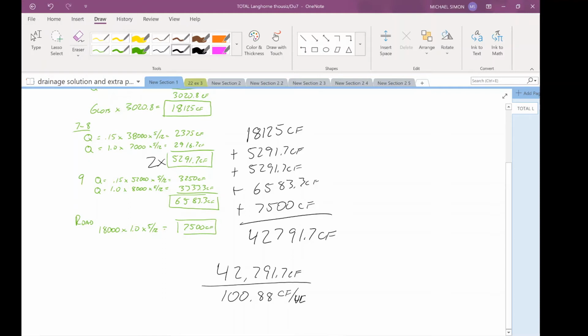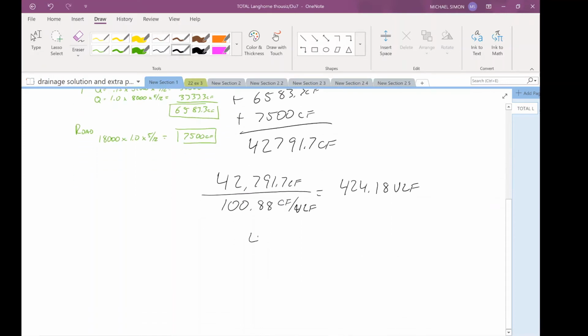Okay, that's 100.88 cubic feet per vertical linear foot. Divide 100.88. That gives me a total of 424.18 vertical linear feet. I will take that 424.18 VLF, and I'm going to divide that by the effective depth of the leaching pool.